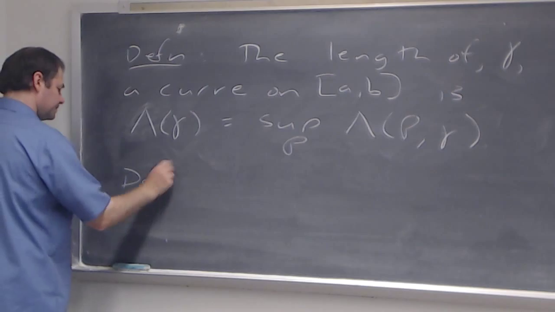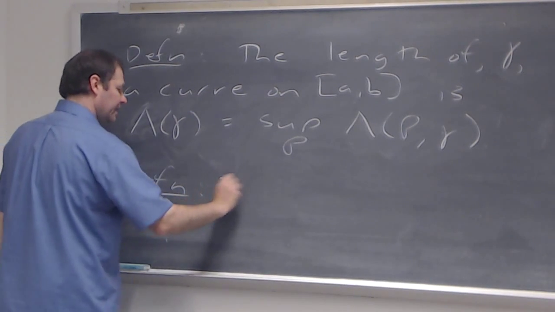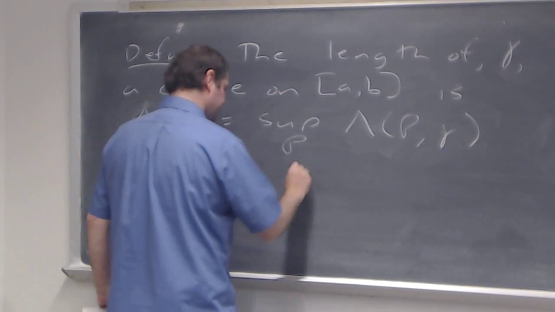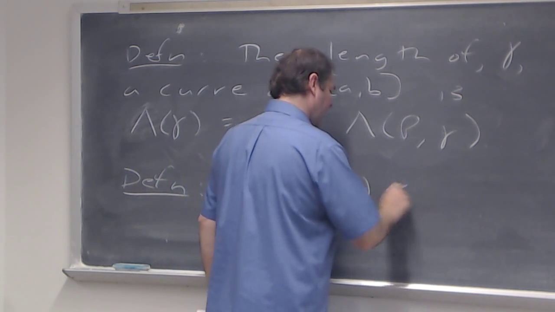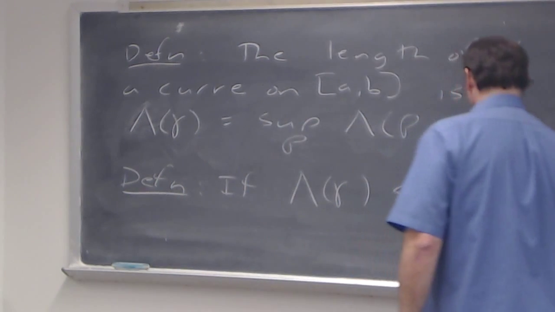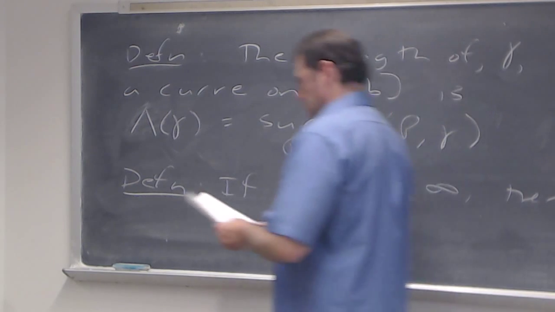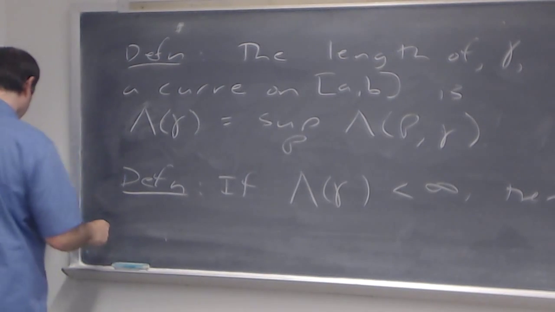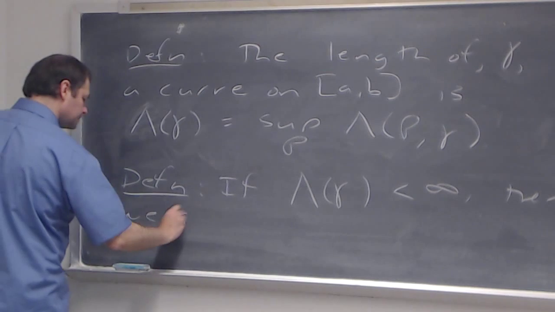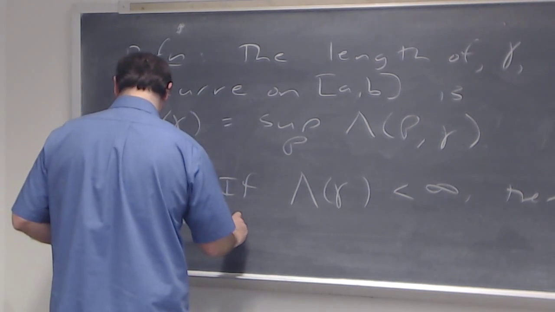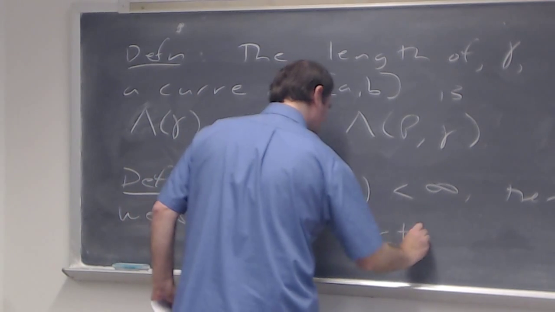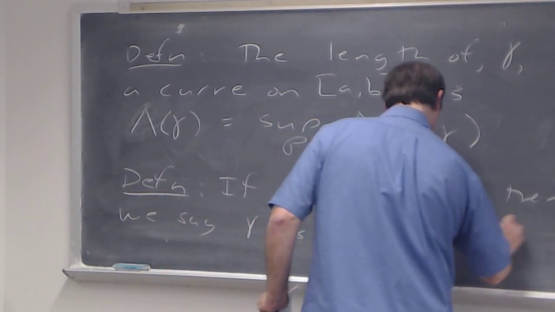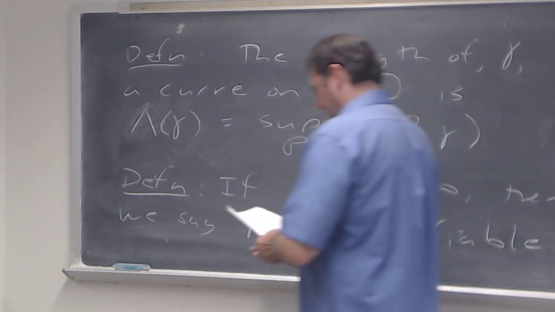Another definition is that if this length, lambda of gamma, is finite, is less than infinity, then we say gamma is rectifiable. It's a rectifiable curve.